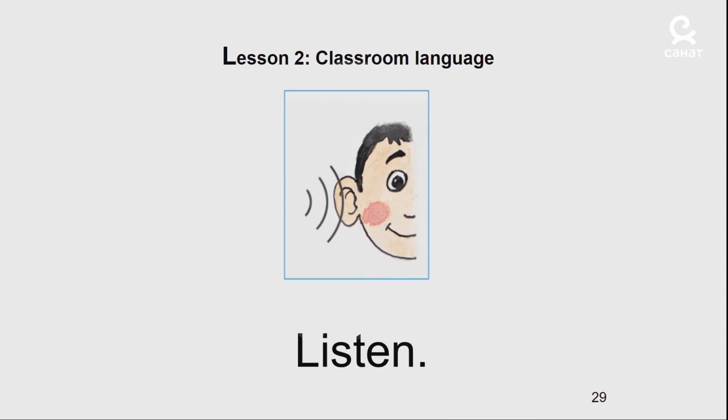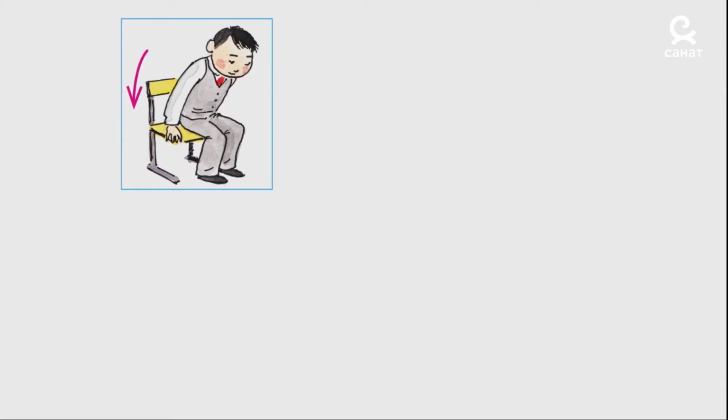Great. The next picture. Yes, sit down. Repeat after me, please. Sit down. Once again, sit down. Do we write this as two words or as one word? Yes, we write this phrase as two words. Sit down. Spell the word sit. S-I-T. Then the word down. D-O-W-N. Sit down. Good.